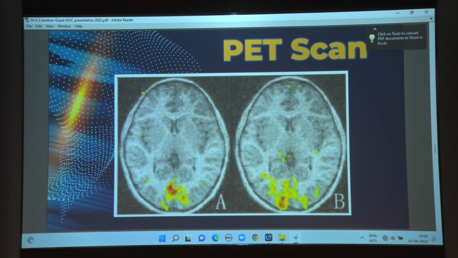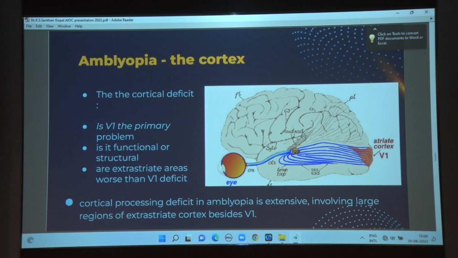This is the PET scan of an amblyopic eye, which shows altered oxygen consumption; they tag the fibrinogen and things like that. The PET scan also shows a reduced uptake in amblyopia. Now, in amblyopia, this is a small eye, but it has an extensive change all over the brain. The small eye has a problem, but it has caused problems everywhere in the brain.